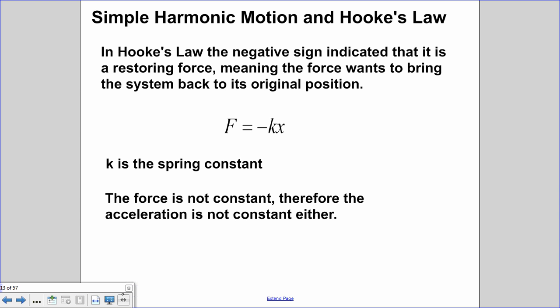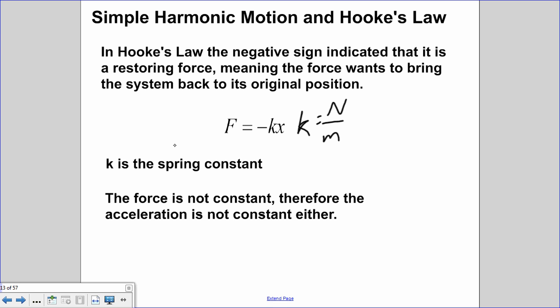All right, and then simple harmonic motion and Hooke's law. You remember Hooke's law talked about the relationship between force and extension on a spring. This k value is the spring constant, and is measured in newtons per meter. So it's actually the amount of force required to stretch that spring 1 meter. A large spring constant would be a very stiff spring. A low spring constant would be a very flexible spring.